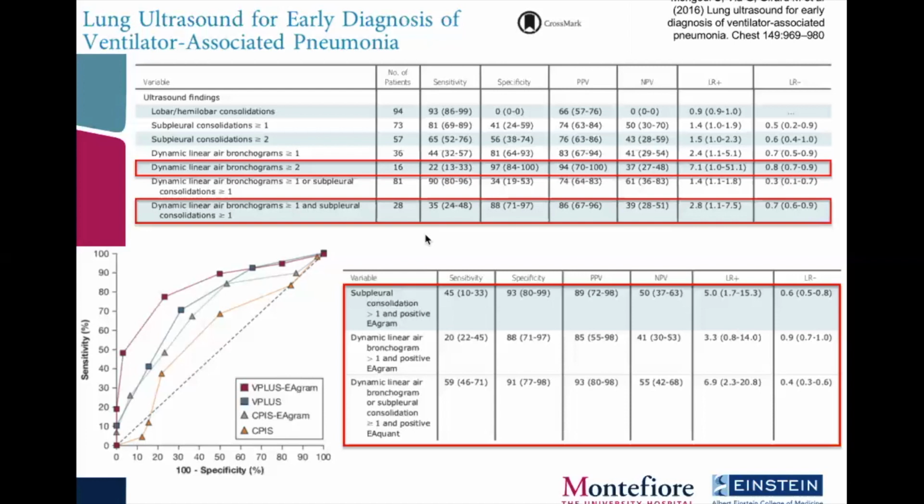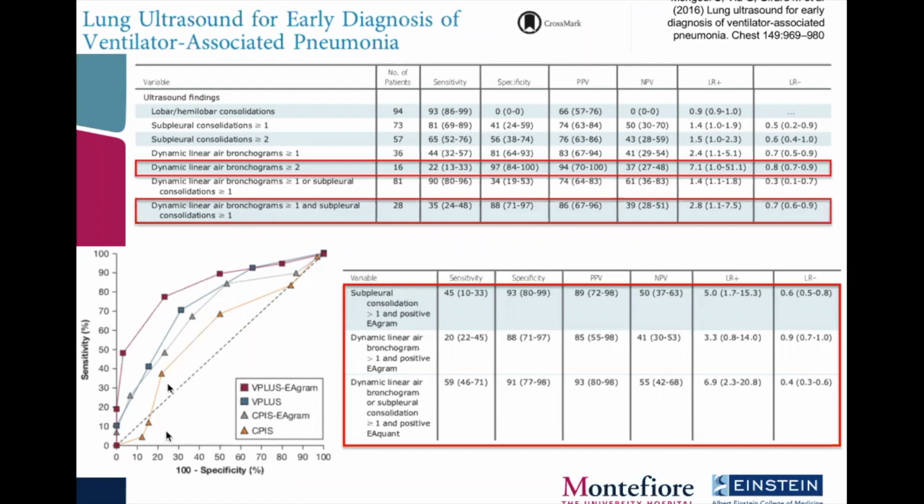What they did was they used a combination of findings, ultrasound plus clinical evidence. So if you look here, this V plus and EA gram, these are unfamiliar terms to us, but V plus is really a VAP lung ultrasound score, and EA gram is just endotracheal aspirate gram stain. So if we were to see evidence of pneumonia on lung ultrasound with a gram stain, that combination led to the highest area under the curve for diagnosing VAP.